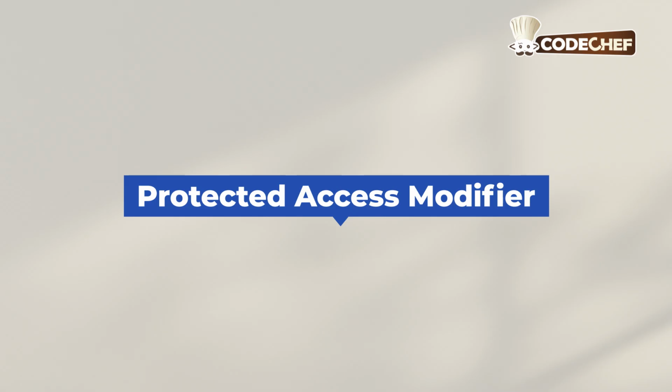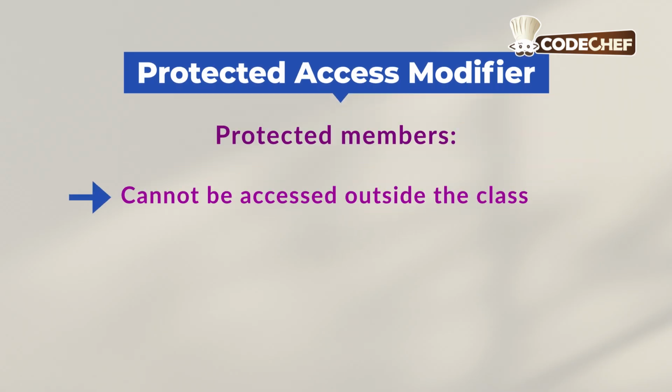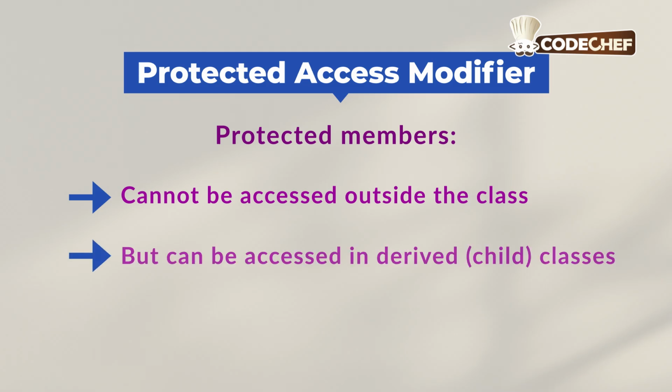Protected access modifier. Protected members cannot be accessed outside the class but can be accessed in derived or child classes. Protected is mainly used in inheritance, which we will cover in future videos.